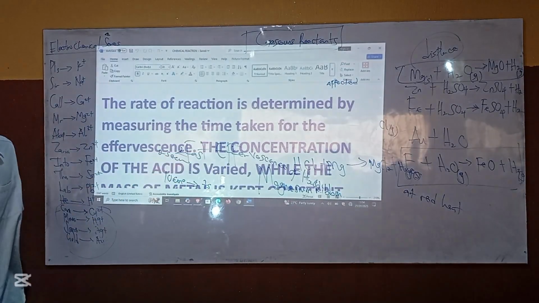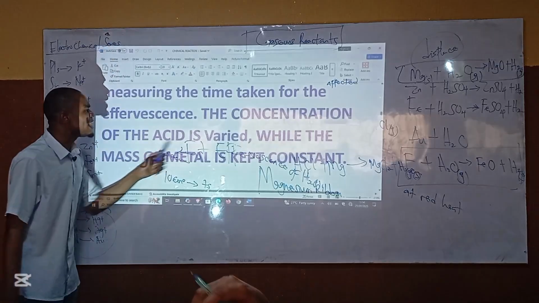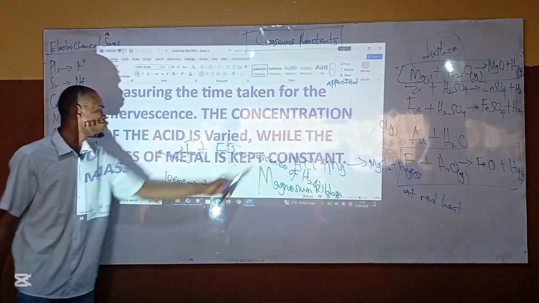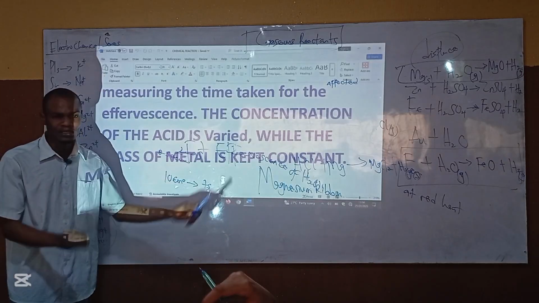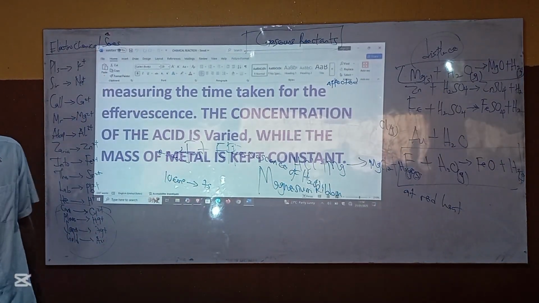The concentration of the acid is varied. Now, when they say varied, it is changing. I get it now because you are adding what? More water. And the mass of metal is still constant. The amount of mass you are putting is still the same. I get it now.